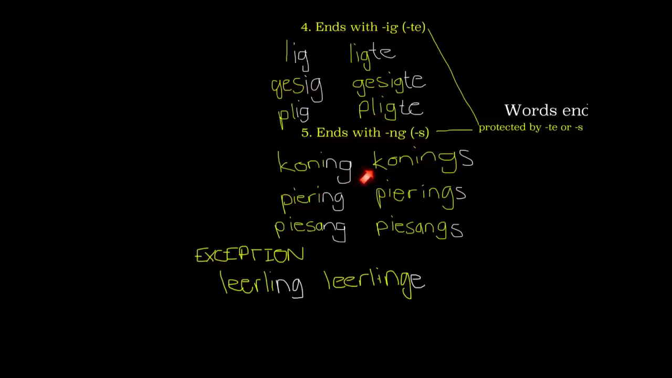If it ends with NG, we just add an S. Koning becomes konings. Even if it's an ANG instead of an ING, the same thing happens. Just add an S. The only exception is leerling. Now remember, teachers tell students that they're special little snowflakes, right?